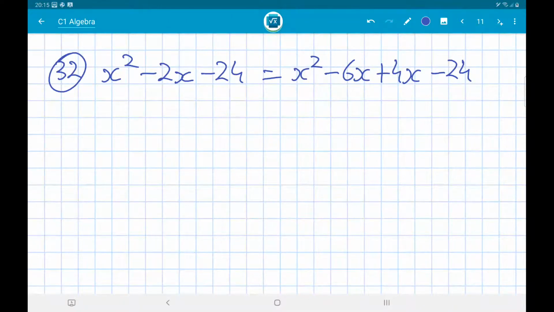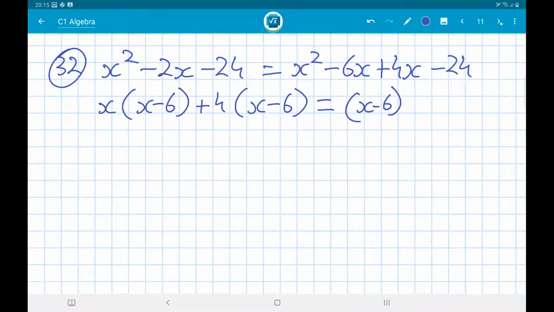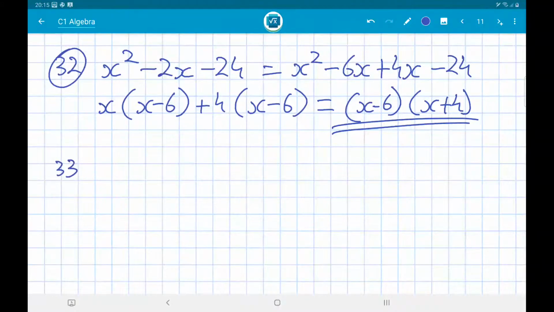So again, same thing that we're doing. We take x as a common factor, we get x minus 6. We take the 4 out, plus 4, and we end up with x minus 6. There you go. The common factor here is x minus 6 multiplied by x plus 4. Seems final.